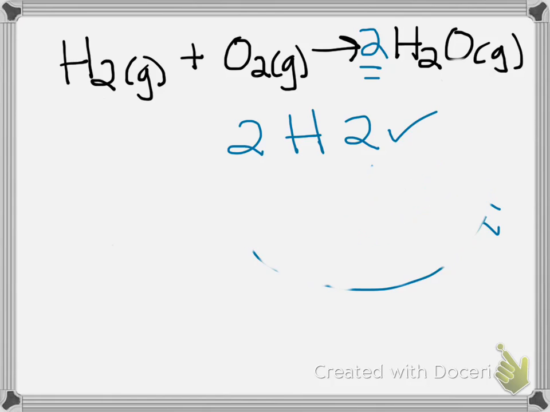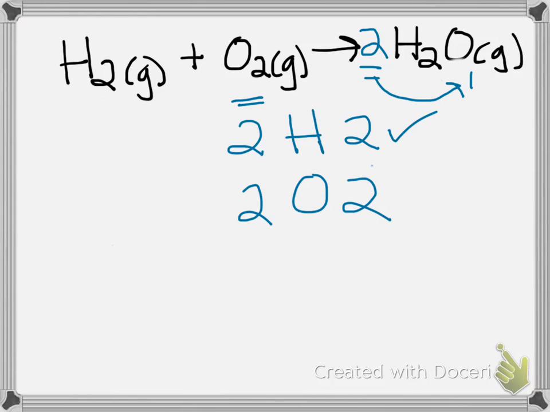So now when I go back to balance my oxygens, is it 2 on each side? Well, we still have 2 oxygens on this side, but now the water has 1 oxygen in the molecule. It's understood, but we have 2 molecules. So it's 2 times 1, or 2.